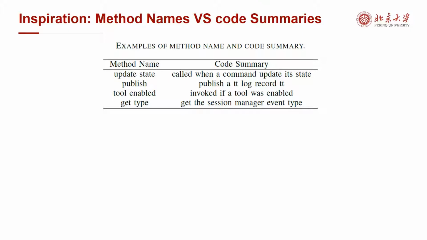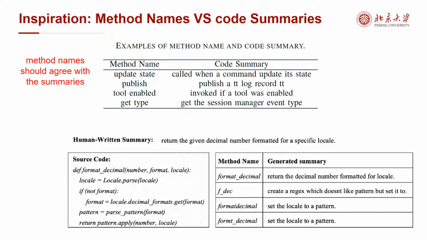Then we found the method names. According to this table, it's noted that the method names should agree with the summaries. So we want to use them to improve code summaries. However, during actual programming, the method names cannot be as good as that. Usually they have some abbreviations, conjunctions, sometimes errors. So these method names are hard to use.